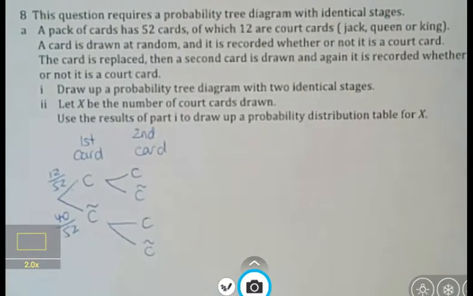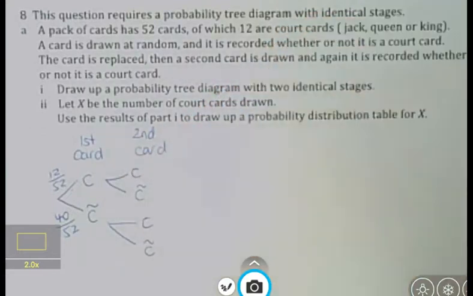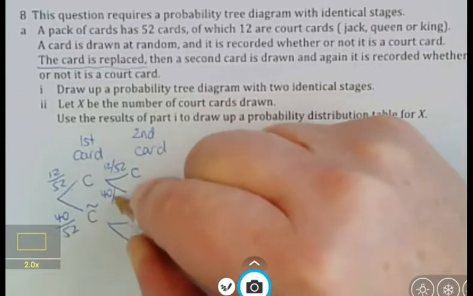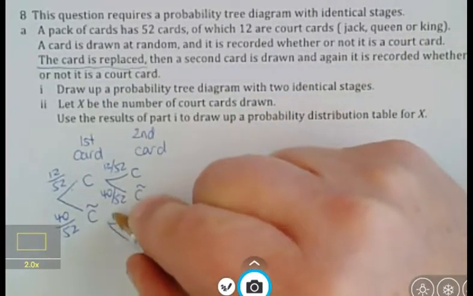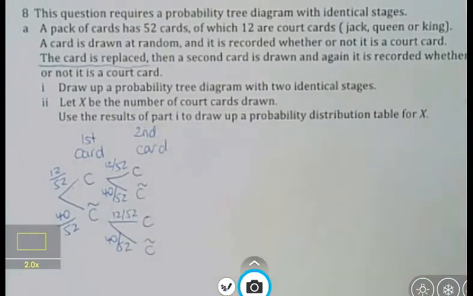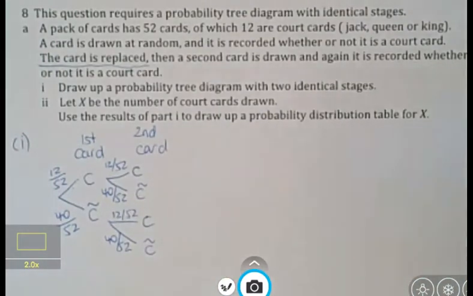And now, if the first card was a court card, it doesn't matter whether it was or not, because the card is replaced. So the second probability will be identical. 12 out of 52 for a court card, 40 out of 52. Now, of course, this would not be the case if the card was not replaced. Okay, so the card is replaced, so the probabilities for the second card are identical, which is why we've got identical stages for this particular question.